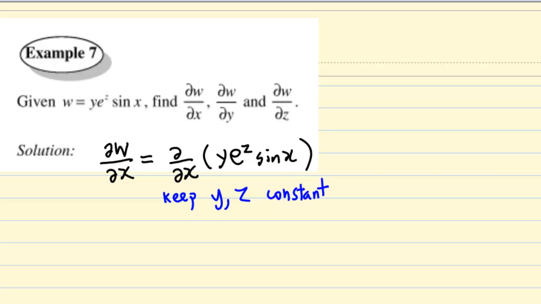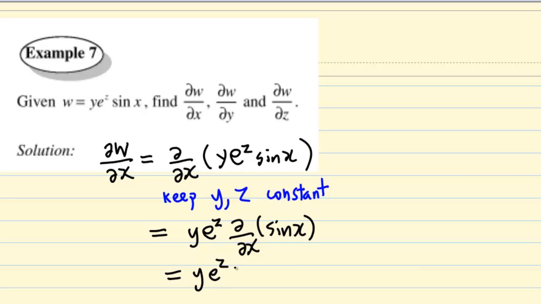That means that y and e power z is a constant factor. We will differentiate sine x, and this gives us y times e power z cosine x.